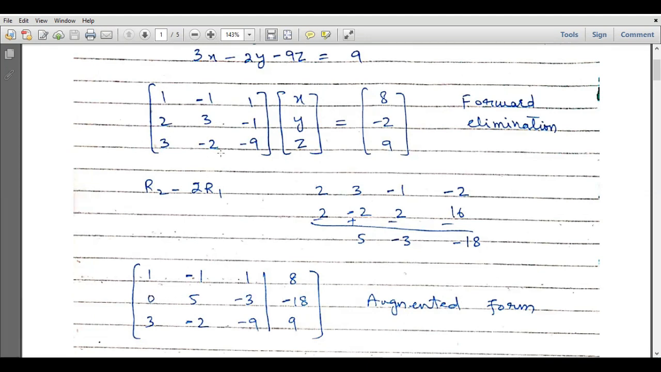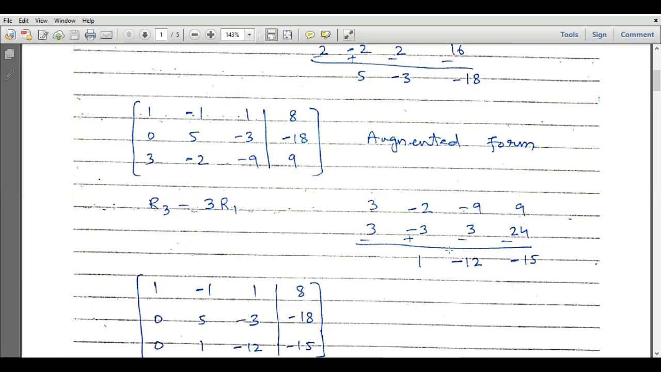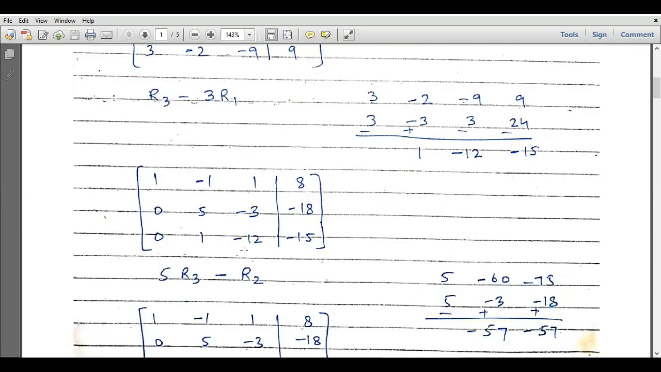Similarly, the new third row is also operated on to convert this entry equal to 0. So this will be achieved by performing R3 minus 3R1, right? So this is the operation, and after this operation, our new third row will be 0, 1, minus 12, minus 15. Now we have to make this entry equal to 0.